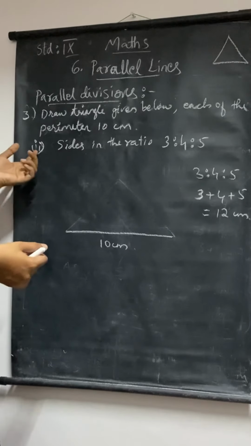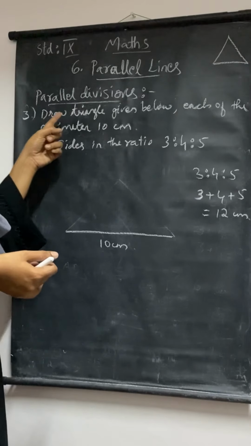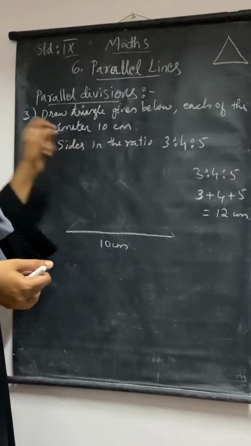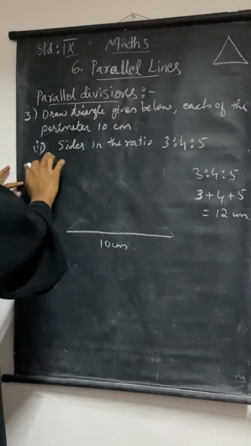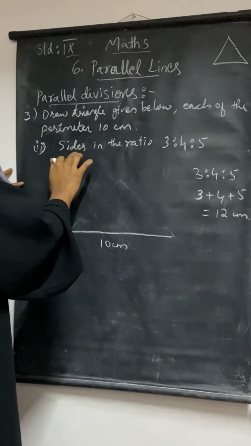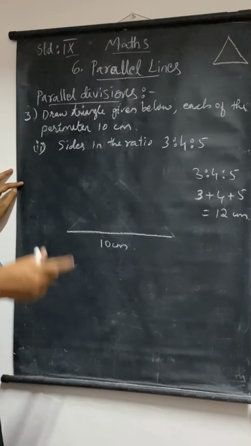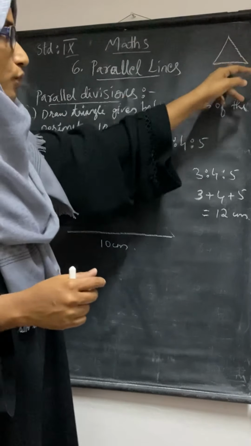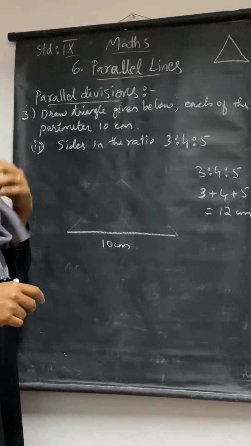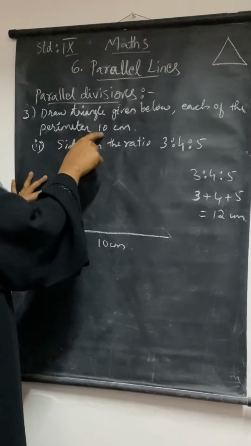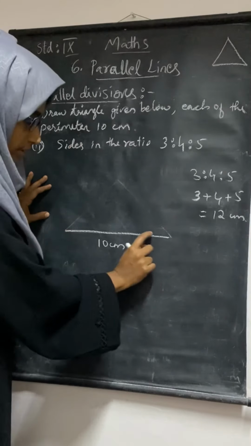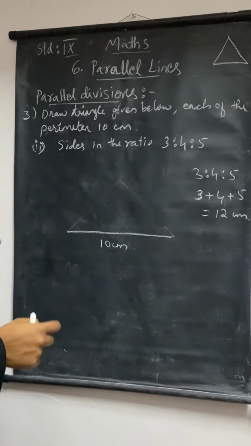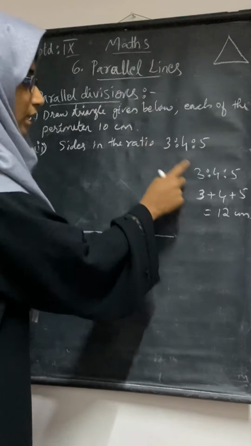Next sub question, second sub question. Same question. Draw triangle given below, each of the perimeter 10 cm. Perimeter is 10 only, but the second condition changes. Sides in the ratio 3:4:5. So the sides will be 3:4:5. For that, we can take the line perimeter how much? 10 cm. So we have to draw the 10 cm using the scale, and the ratio will be 3:4:5.